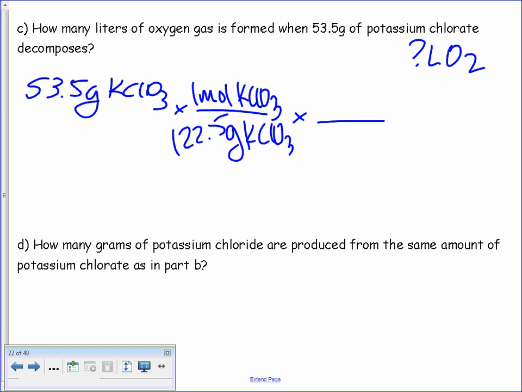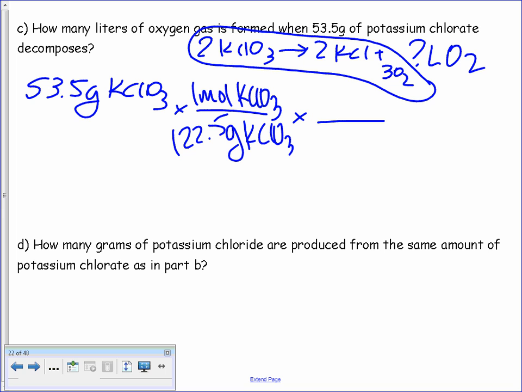You have to go from moles of potassium chlorate to moles of oxygen. Right, and you guys have your BCE, right? It was 2, I'll just rewrite mine real fast, to 2 to 3. Okay, so what's that ratio? 2 to 3. So what goes on top? The oxygen. So 3 moles of oxygen on top and 2 moles of potassium chlorate on bottom. Good. So that 2 to 3 came strictly from looking at the coefficients.